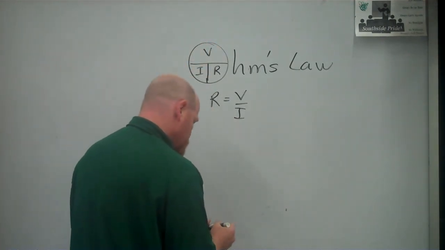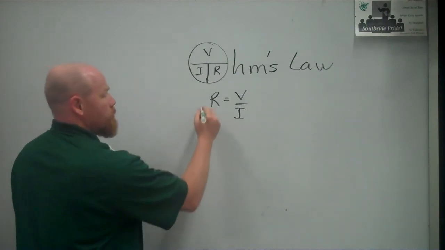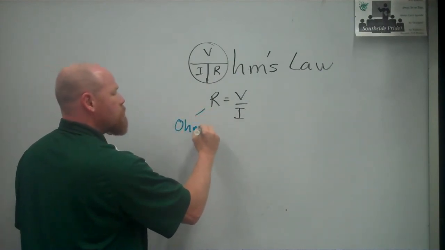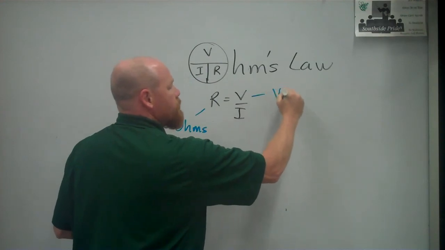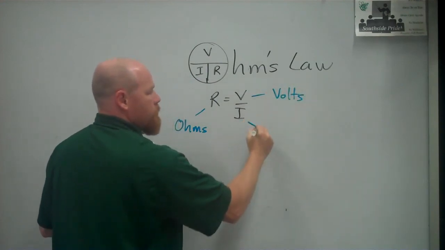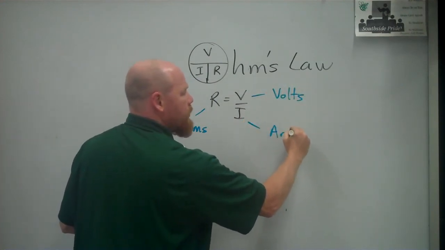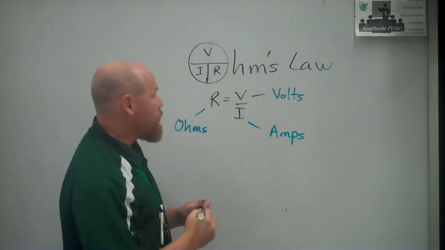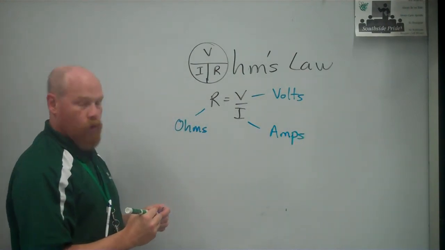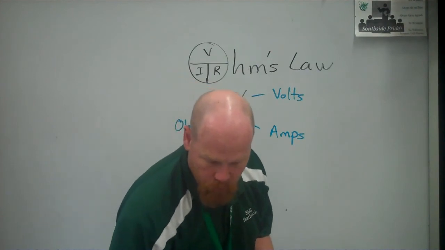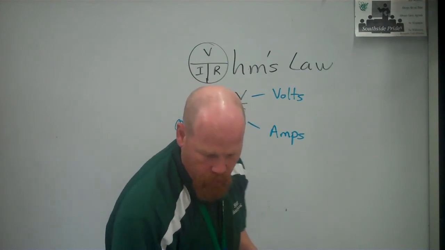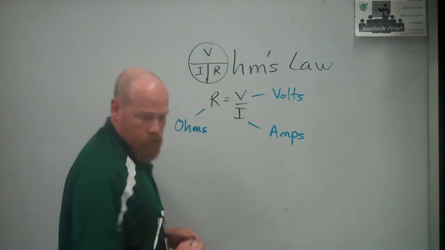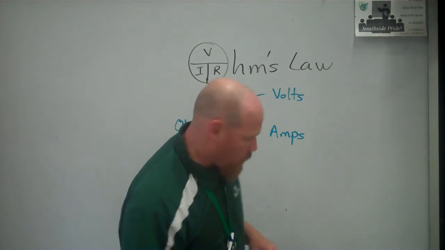Do you remember what each of these is measured in? Resistance is in ohms. Potential difference is in volts. And current is in amps, CIA, current in amps, coulombs per second. So this is your Ohm's law circle, and I will talk next about series and parallel circuits.